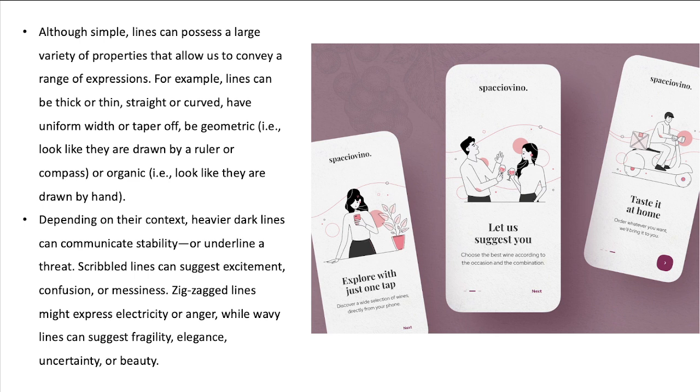Scribbled lines can suggest excitement, confusion, or messiness. Zigzag lines might express electricity or anger, while wavy lines can suggest fragility, elegance, uncertainty, or beauty. In this image on the right, you can see the use of lines and the black bold color.